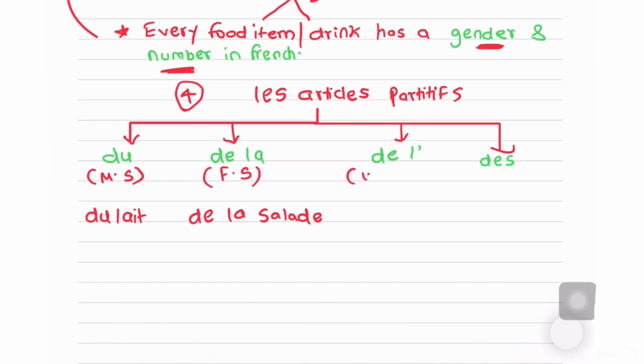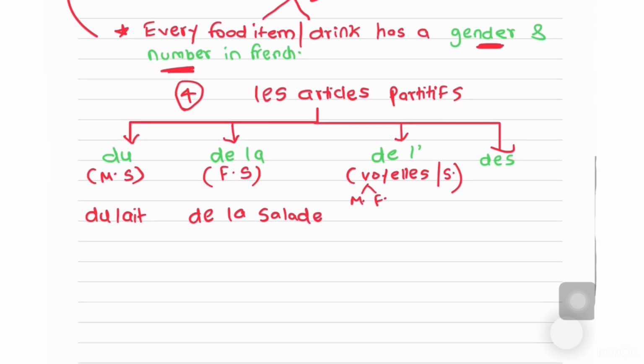Then the l'. Now this one is for vowels, that is voyelle. The gender doesn't matter, okay? It can be masculine vowel, it can be feminine vowel, right? But it needs to start from a vowel and it has to be singular, okay? Now what are the vowels in French? We already know A, E, I, O, U and H. Okay, for example, some water. So water in French is eau. So I'll put de l'eau.